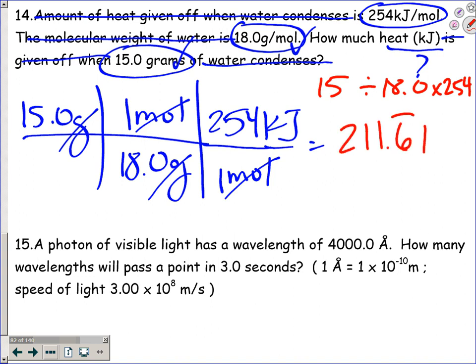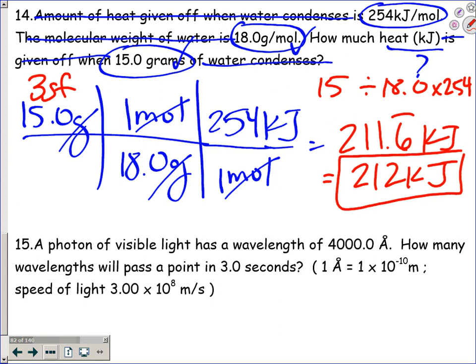6 repeating, and that's kilojoules, okay? So if I look back at sig figs, my measurement has 3 sig figs, and then I need to record this to be 212 kilojoules. All right. So we took the 1, we saw the 6 next door, we rounded that up.